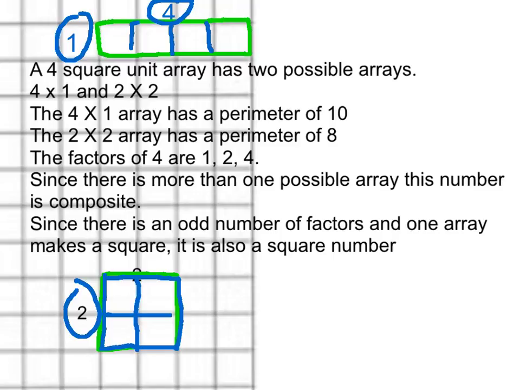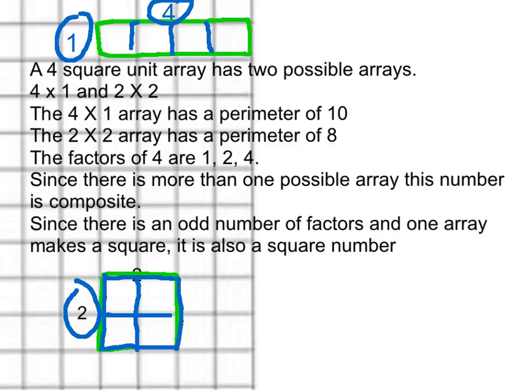The 4 by 1 array is going to have a larger perimeter because each of the vertical sides are 1, so 1 plus 1 is 2, and each of the horizontal sides have 4 units. 4 plus 4 is 8, plus 2 is 10. Notice that even though these are both arrays representing the number 4, the 2 by 2 array only has a perimeter of 8.